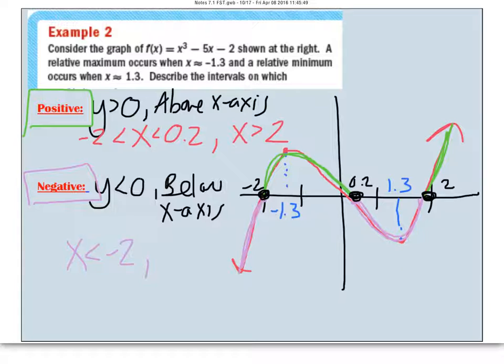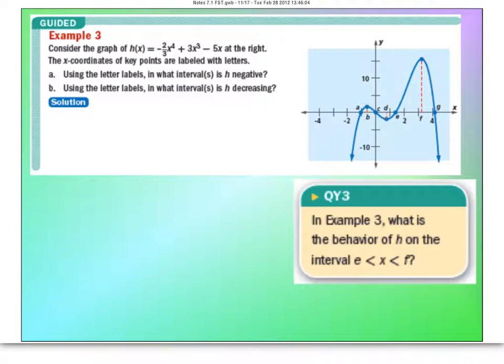And then it's also negative between 0.2 and +2. So we'll just say between 0.2 and positive 2. Now I want us to look at another example using the vocabulary, but instead of using the numbers, we're going to use letters and talk about the intervals. So we have here a fourth degree polynomial, leading coefficient, negative 2/3, no constant value. They want us to identify the interval where it's negative and then decreasing.